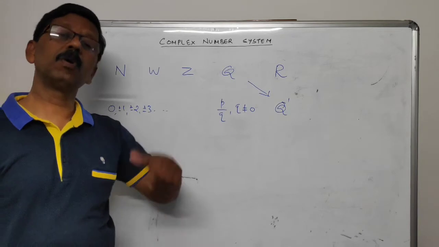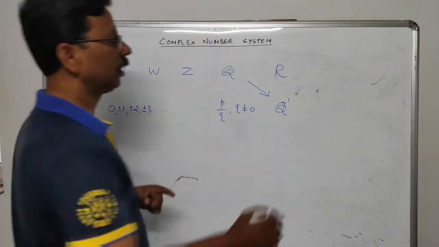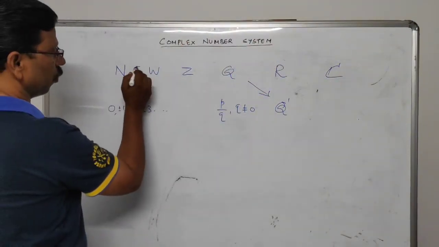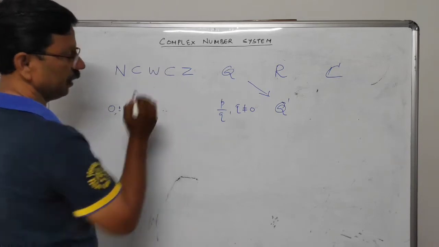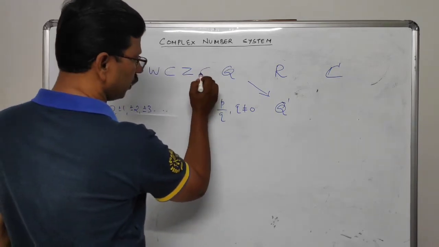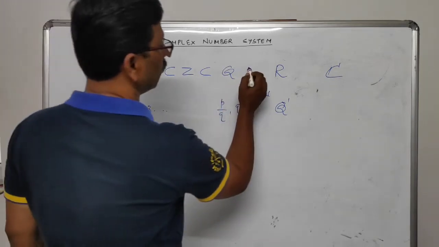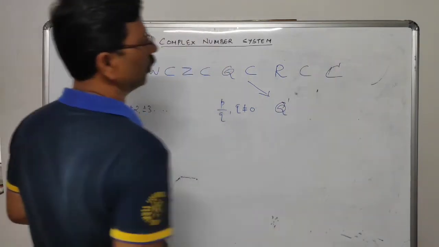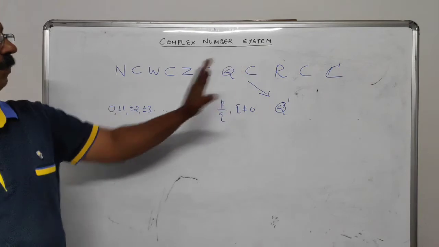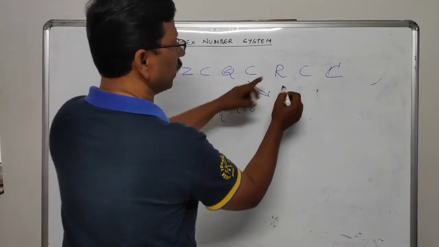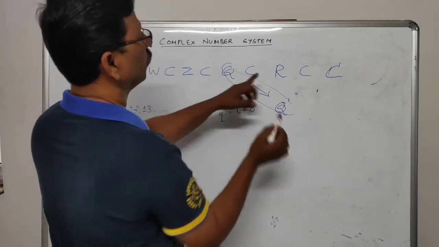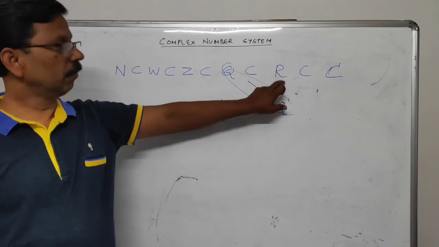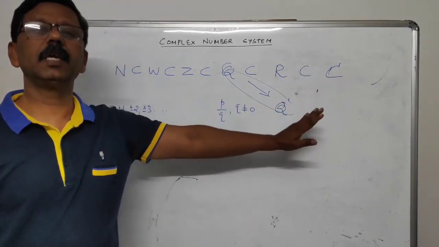Now we have found one more number system called the complex number system. That is the superset for all these number systems. You know very well, natural numbers are a subset of whole numbers. Whole numbers are a subset of integers. Integers are a subset of rational numbers. Rational numbers are a subset of real numbers, and real numbers are a subset of the complex numbers. So far we were thinking that the real number system is the biggest number system. Now we can say the complex number system is the biggest number system.